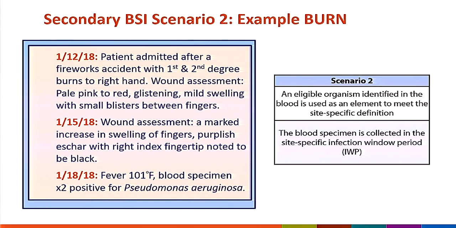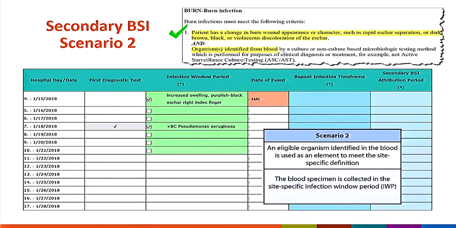Three days later, a wound assessment showed a marked increase in swelling of fingers, purplish eschar with right index fingertip noted to be black. And 3 days after that, the patient is running a fever of 101 and has a blood specimen collected, actually 2 of them, that are positive for Pseudomonas aeruginosa.